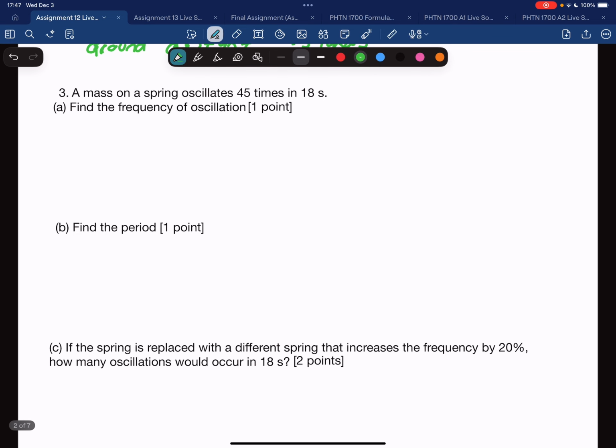Number 3 here. So a mass on a spring oscillates 45 times in 18 seconds. Find the frequency of oscillation. So from the formula sheet, we see that frequency is equal to the number of cycles divided by delta t. And plugging in our numbers here, we have 45 cycles over 18. That gives us a frequency of 2.5 hertz.